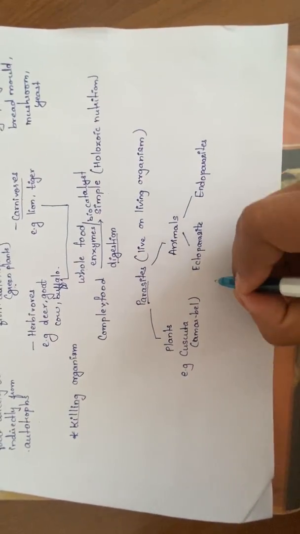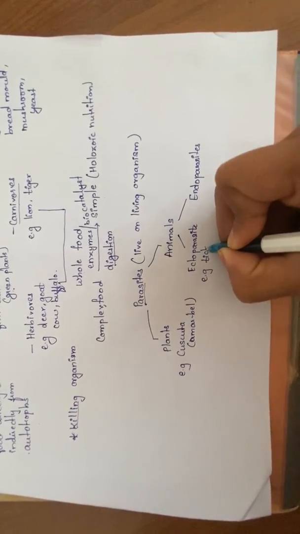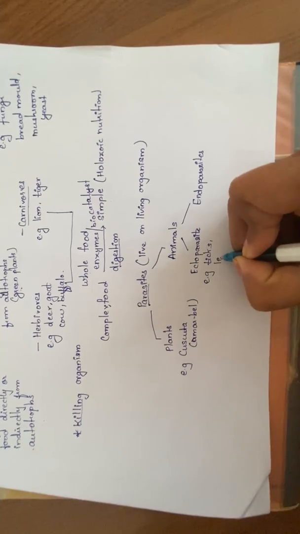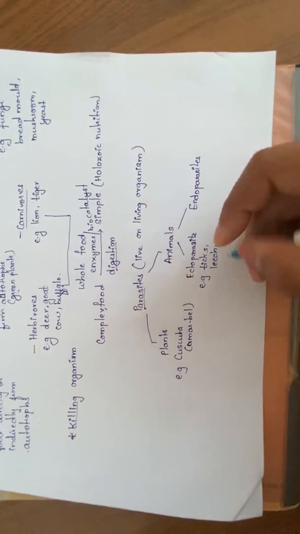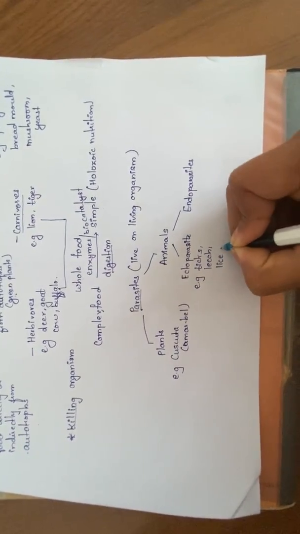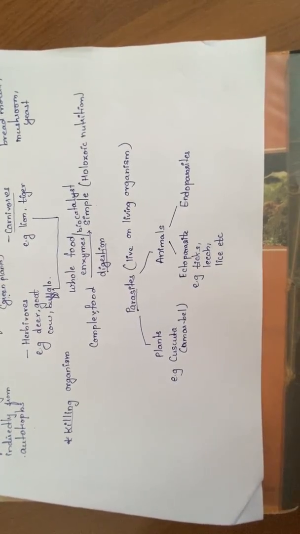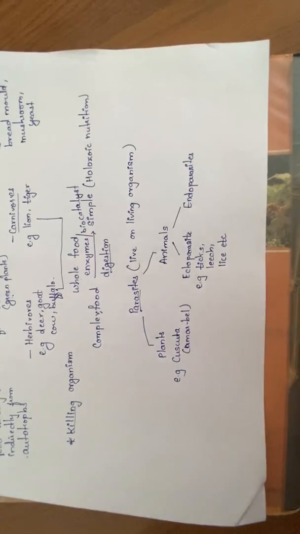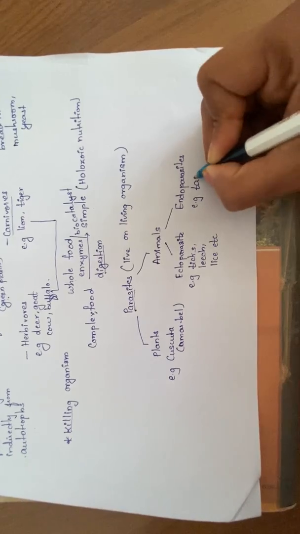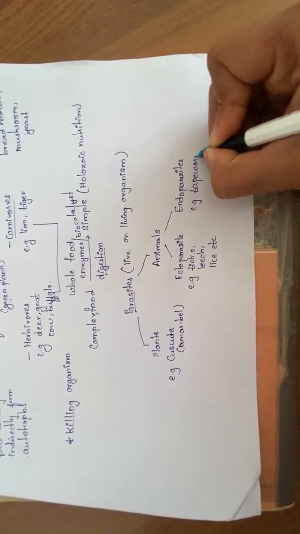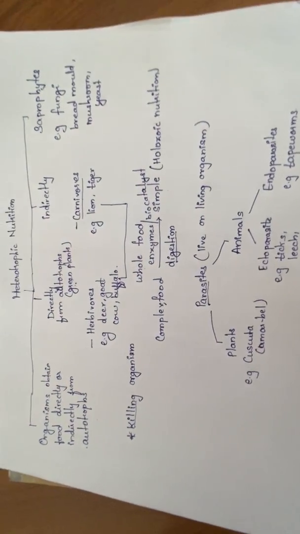Some examples of ectoparasites, very common ones I am listing: ticks, leech, lice, etc., which live on the body surface and suck nutrients from the outer surface. Endoparasite, example, tapeworm. It resides in the intestine of the living organism and derives nutrients from it. So here we have understood about heterotrophic nutrition.